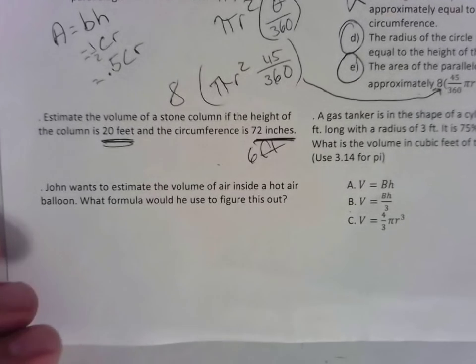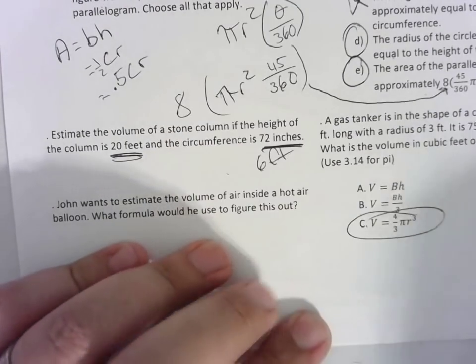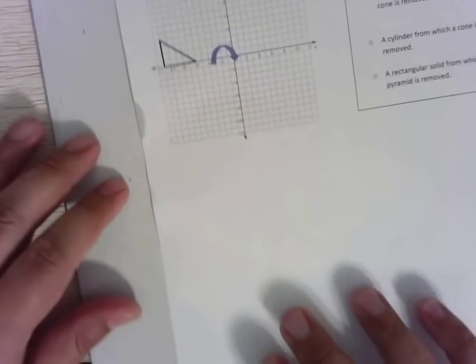John wants to estimate the volume of air inside a hot air balloon. Which formula would you use to figure this out? Well, we got to know what a hot air balloon looks like. Hot air balloon is circular. So I'm using the sphere. Easy question. Oh, thank God.